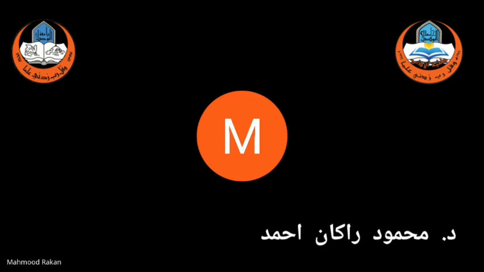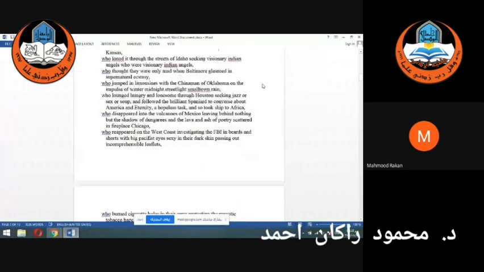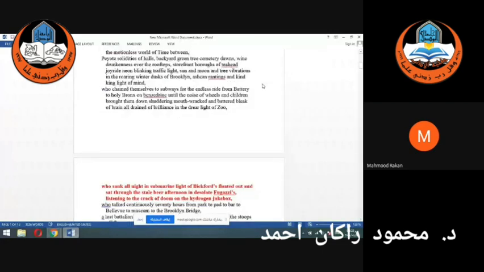One of these examples is hydrogen jukebox. I'm gonna just read the line of this juxtaposition. Who sank all night in submarine light of Bickford's floated out and sat through the stale beer afternoon in desolate Fugazzi's, listening to the crack of doom on the hydrogen jukebox. Hydrogen jukebox. Okay?